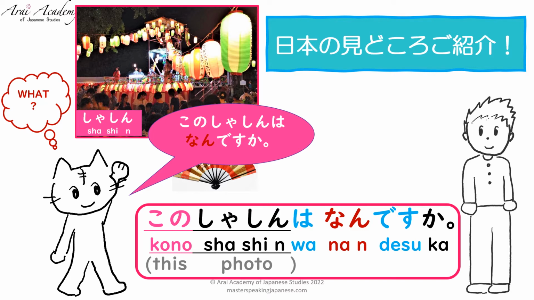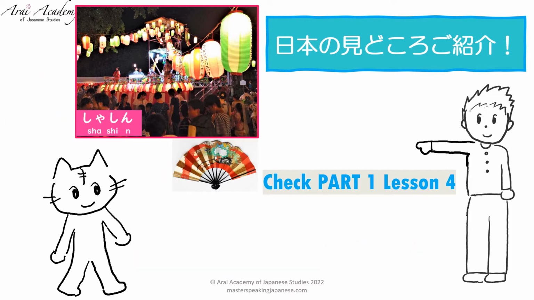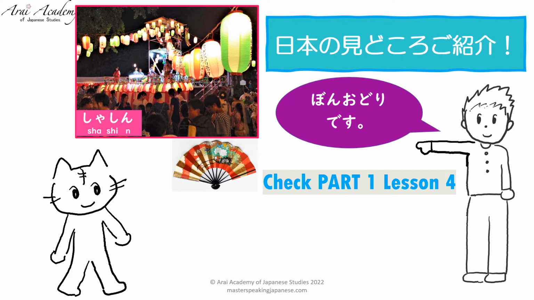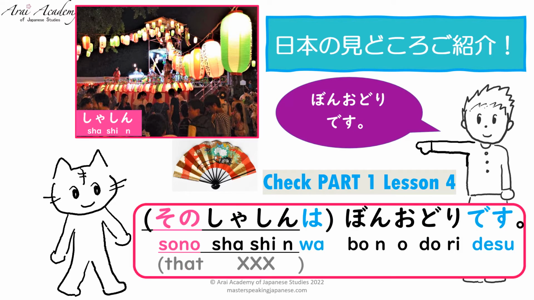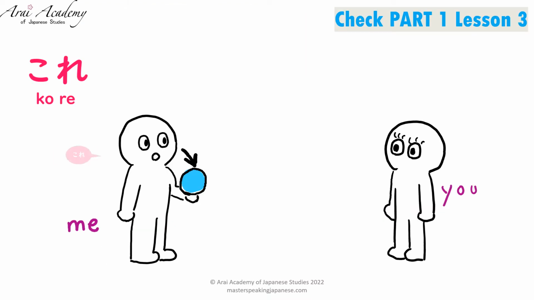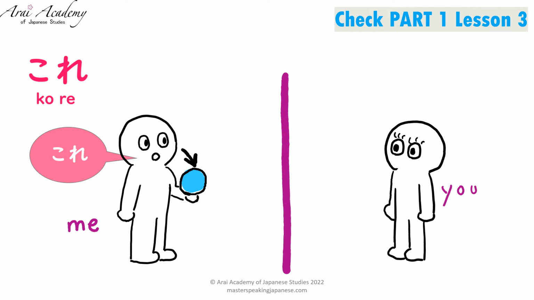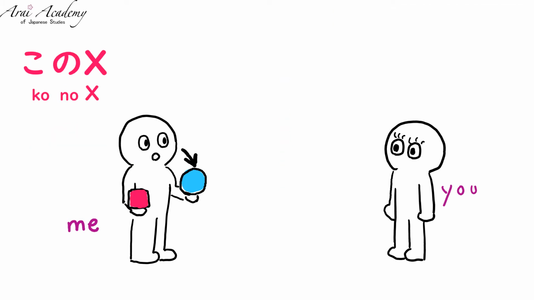Repeat after me. この写真は何ですか? 盆踊りです。Of course, その写真は is omitted. Remember from lesson 4. Do you remember the Japanese boundary of objects, これ? The same idea here, but you need to specify which object.